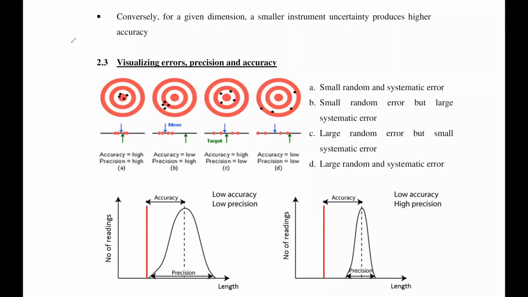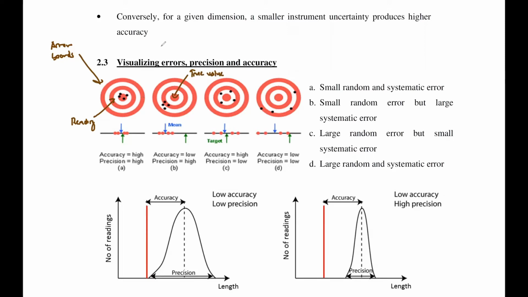Certain figures and graphs allow us to determine the amount of errors in our readings as well as their precision and accuracy. Let's look at the error boards over here. Let's assume that each shot made on the board represents a reading taken, and that the center of the board itself represents the true value.